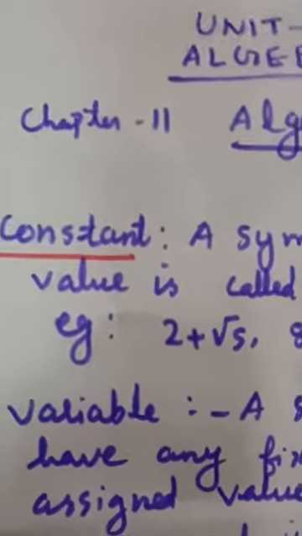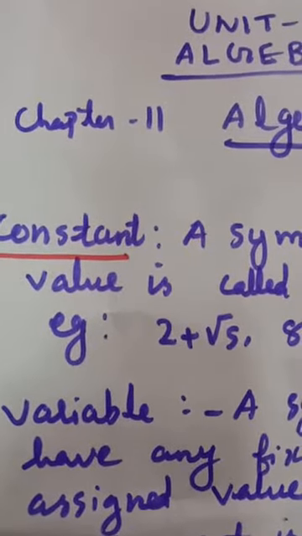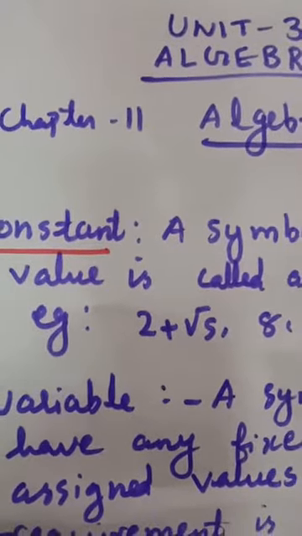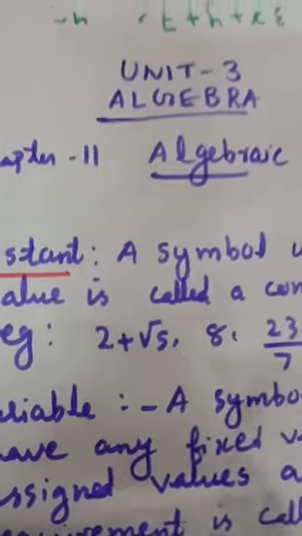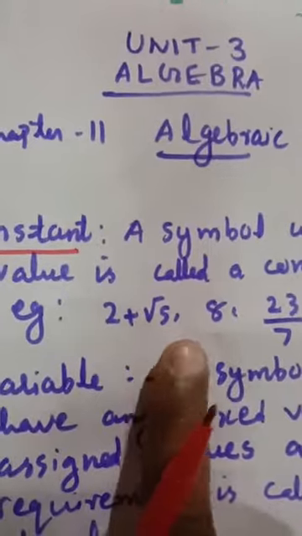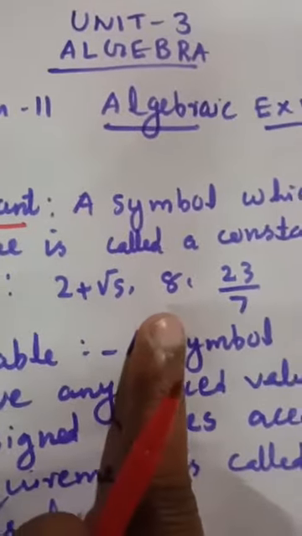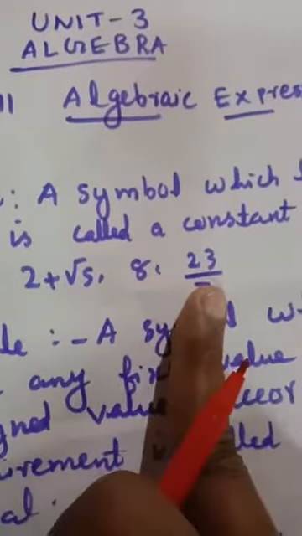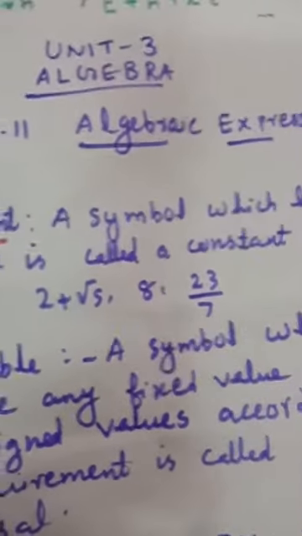So constant means it has a fixed value. For example, 2 plus root 5. This is a fixed value. 8 is a number, it's fixed. 23 by 7. These are examples for constants.